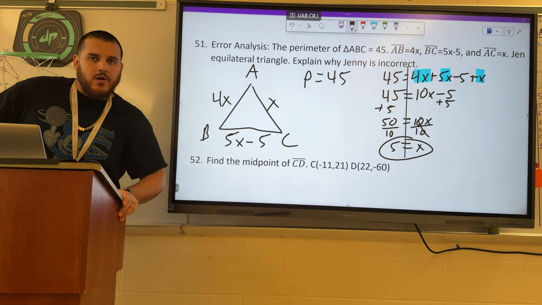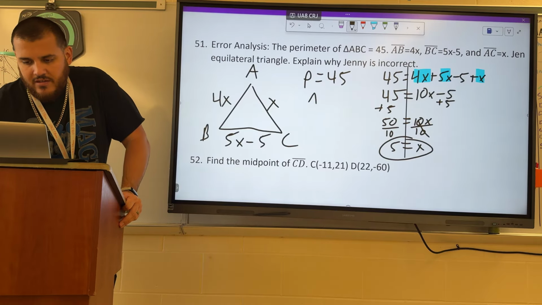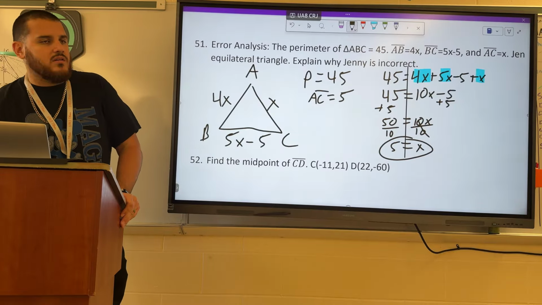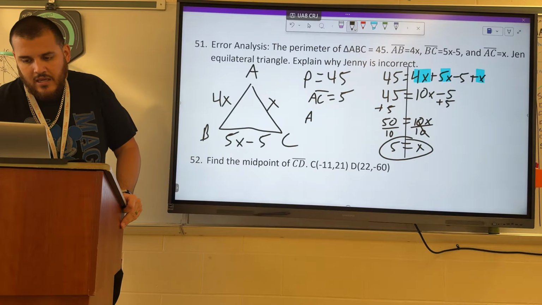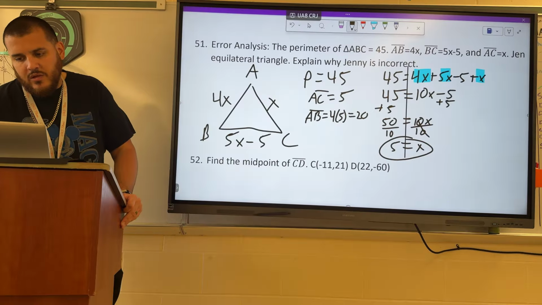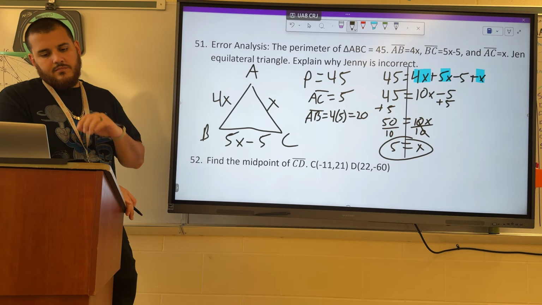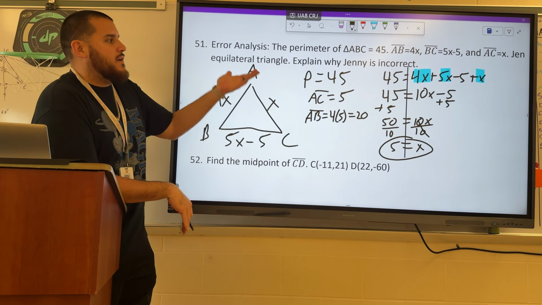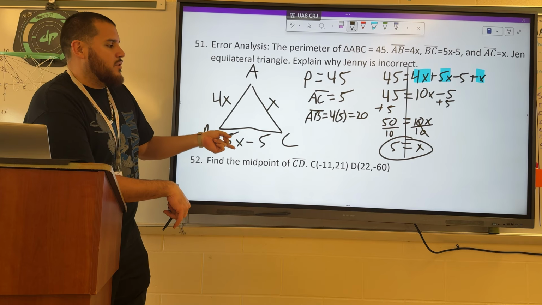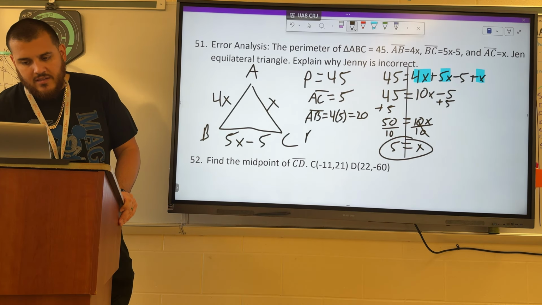Now, x being 5 now allows us to determine the length of our sides. So if I plug 5 into side AC, well, AC is just x, so AC would be 5 units long. If I plug it into side AB, well, AB is 4 times x, so 4 times 5 gives me 20. And then I could just stop right there. I could stop there to explain why Jenny's wrong. We could also prove by plugging in here, again, just to be certain. If we plugged into this side, 5 times 5 is 25 minus 5 gives me 20 for side BC.